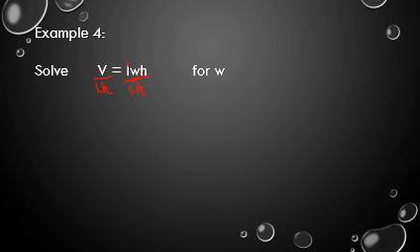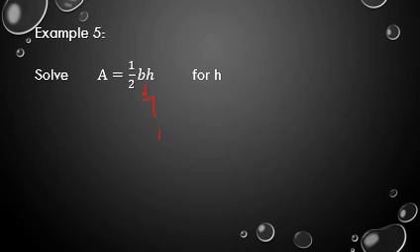Now over here on the right side, the L's are going to cancel out, the H's are going to cancel out, and we are left with that W on the right side. And then over on the left side, none of these will cancel out. It's just going to be V divided by length times height. And that's what your answer would look like solving for W. All right, let's move on to example 5.